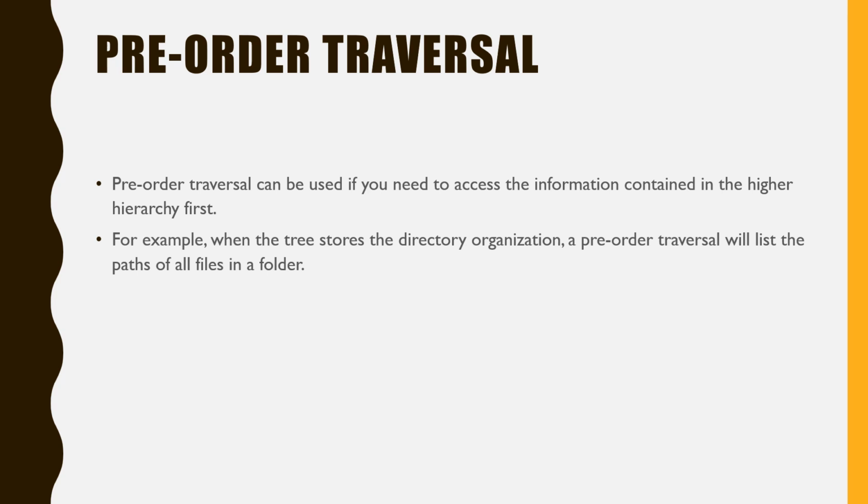Pre-order traversal is useful when you need to access the information from higher levels of the hierarchy first. For example, if you want to construct the full path of a folder or file from a tree representing a directory structure, pre-order traversal will be the appropriate choice. This is because when constructing the file path, we need to obtain the directory names from the higher levels of the hierarchy first.